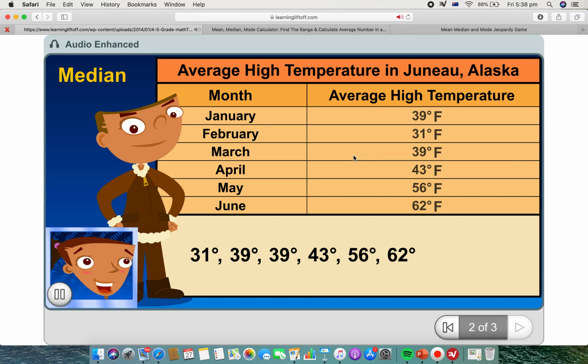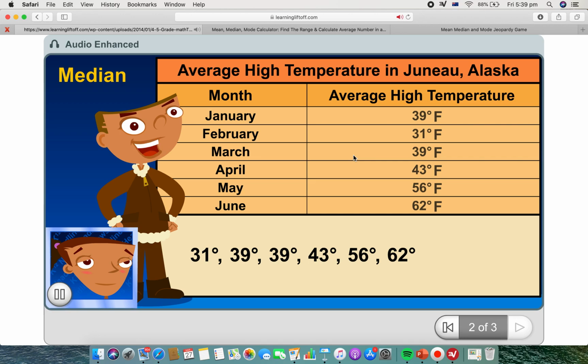What do you do with a data set that has an even number of values? There is no number actually in the middle. Great question. To find out the median for a data set with an even number of values, you find the average of the 2 middle values.